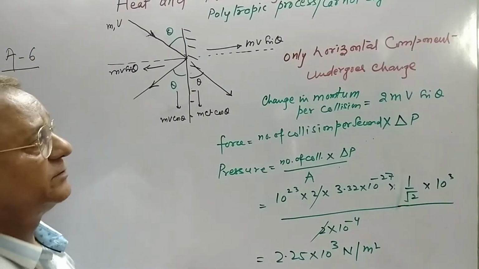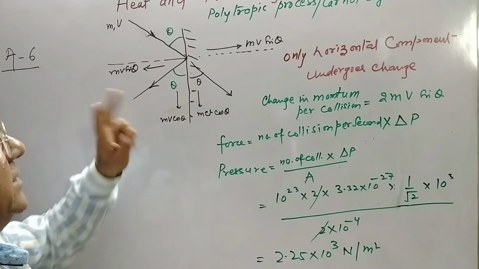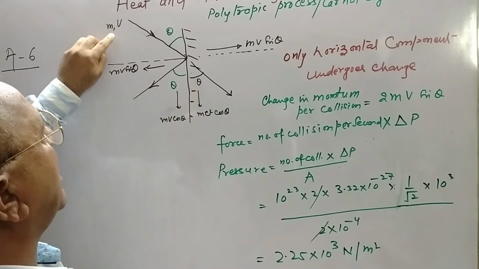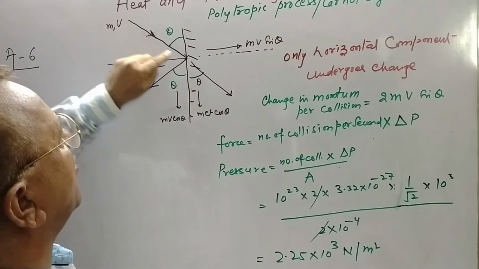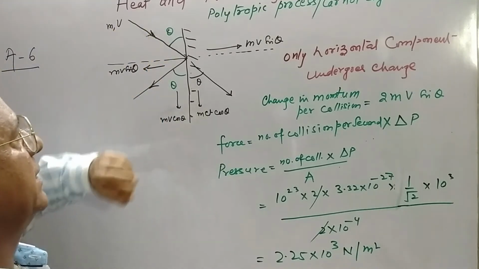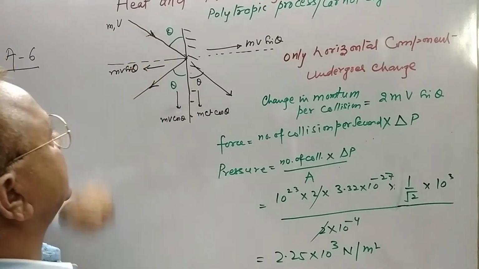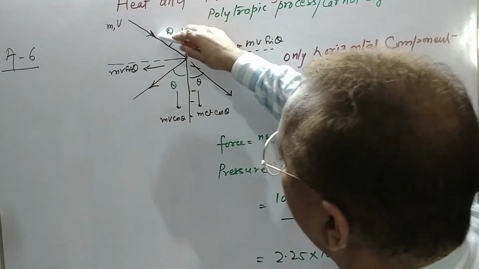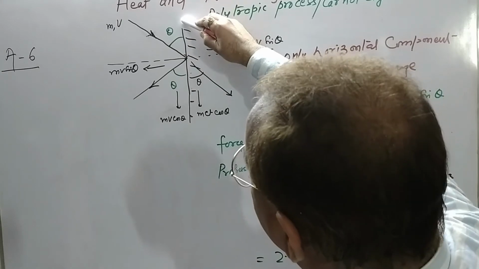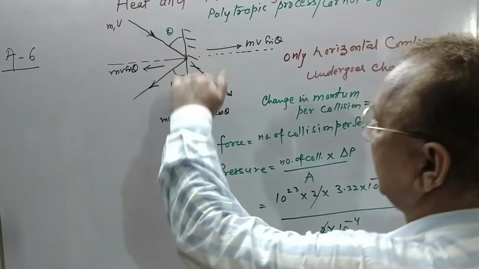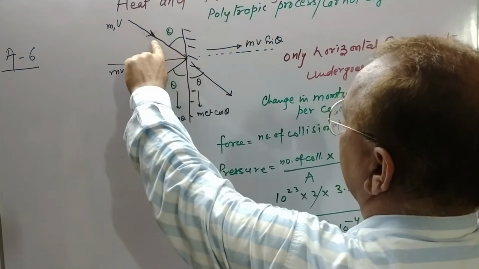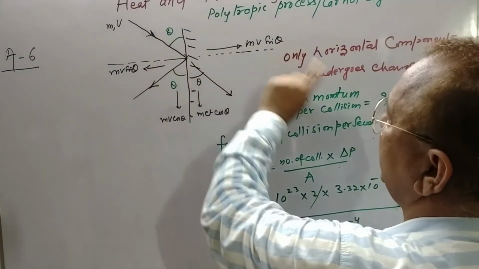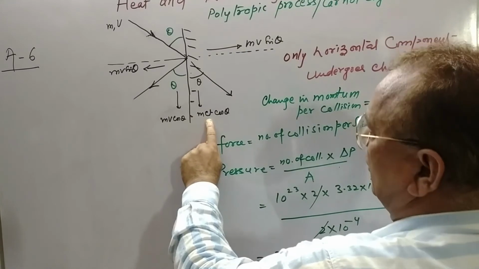Answer number 6. In this question, there are two concepts. One of them is a particle striking a wall at angle theta. Now, you have to be careful about this theta. If this theta is the angle between the particle and the wall, then remember this, take it forward, and there are two components. One is mv sin theta, another is mv cos theta.